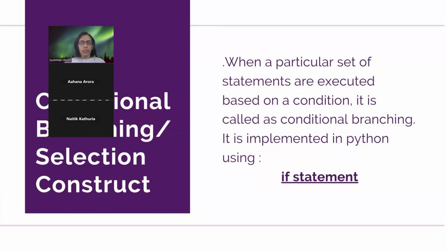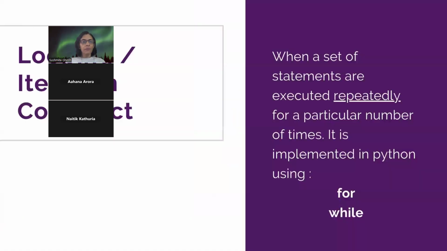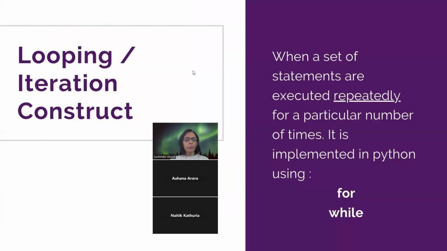Okay? It's implemented in Python using the if statement. Now this keyword if is what I'm going to use for applying my conditional branching or selection construct. That is the rule. Okay. Variations of the if are there, definitely. There are multiple variations of if which we are going to use. But the basic statement is the if statement.